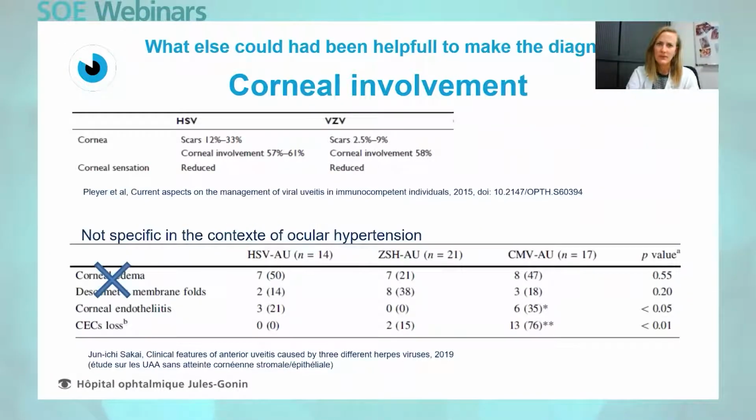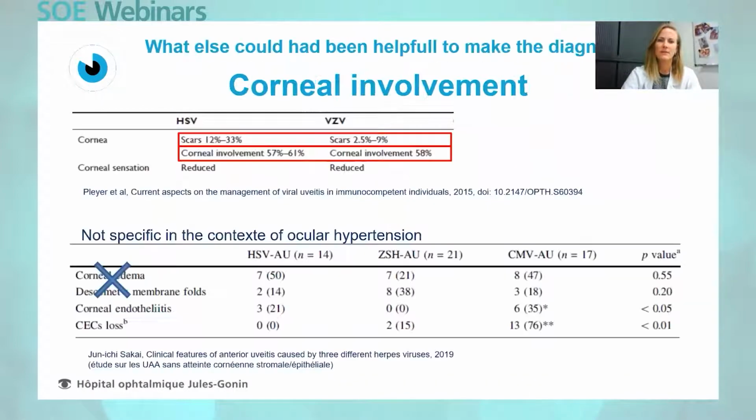What are the other clinical signs that can be helpful? Of course, the corneal involvement. But when I speak of the corneal involvement, I speak of the scars or of the reduced corneal sensation, but not about the corneal edema, because it's not specific to herpes. It's in the context of an ocular hypertension.